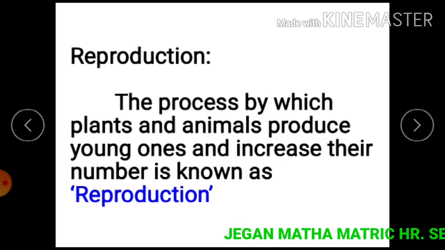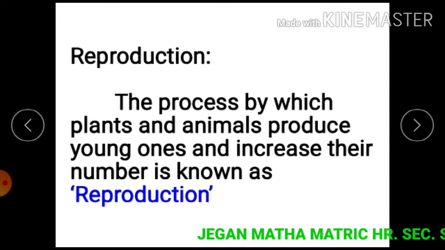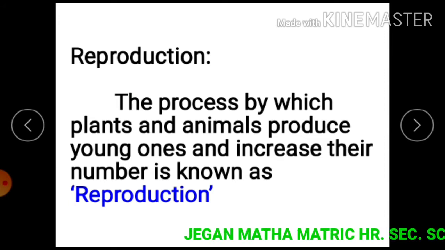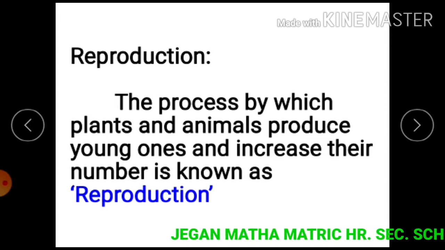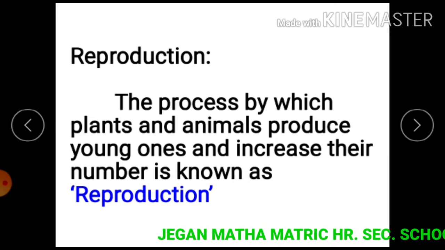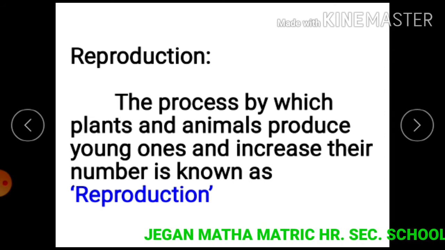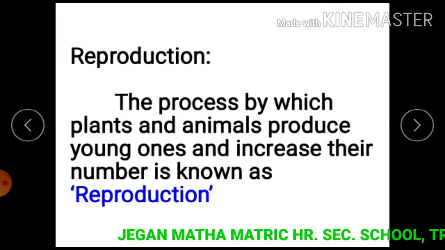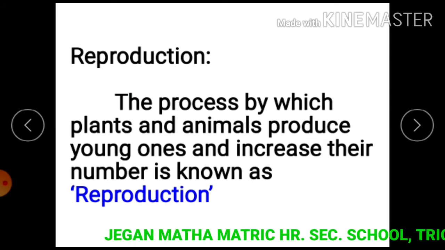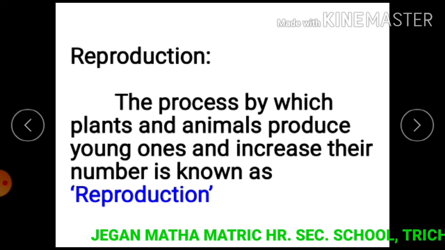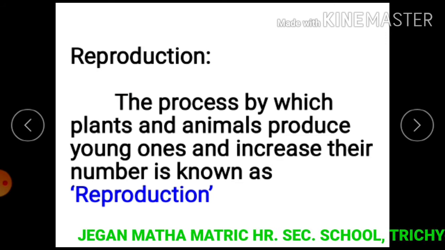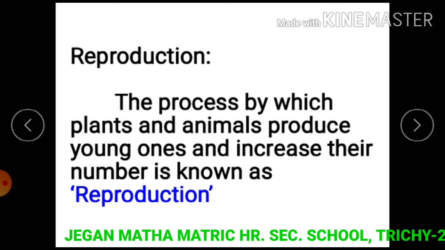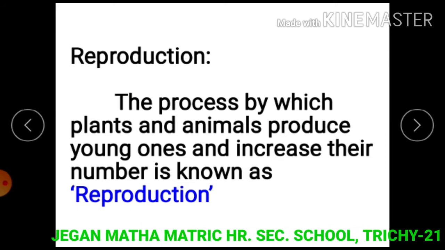In earlier classes, we have seen that new plants can be grown from seeds. In this lesson, we are going to know how a flower changes itself into a fruit. In this class, we learn about reproduction. The process by which plants and animals produce young ones and increase their number is known as reproduction.